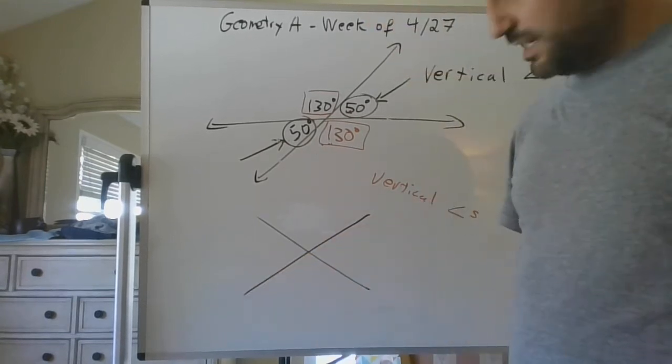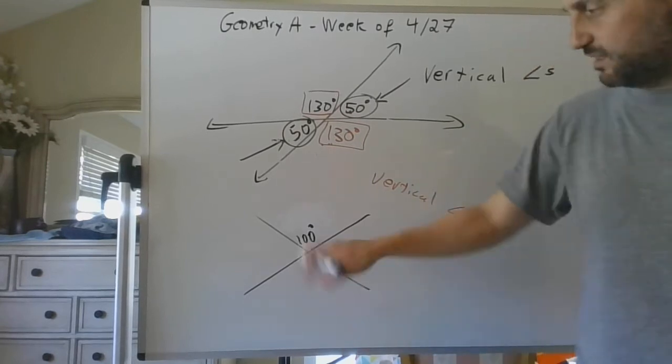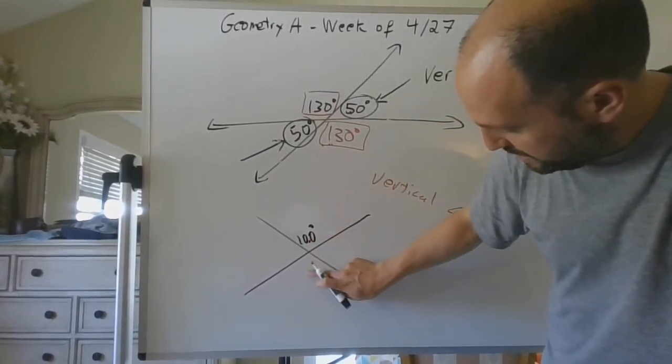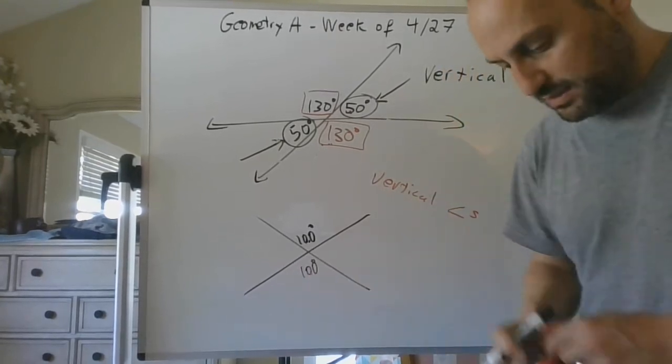Two lines intersecting. I say this is 100 degrees. Done. You got the rest of the other four. Take 2 seconds. Ready? Vertical to 100 is the one across from it. So this one has to be the same thing, 100.